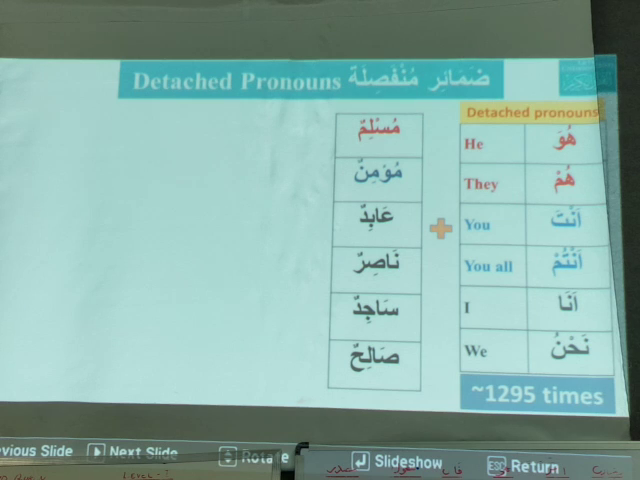Who else can do it? Adil, can you do Huwa Muslim? Huwa Muslim, hum Muslimun. Anta Muslim, antum Muslimun. Ana Muslim, nahnu Muslimun.